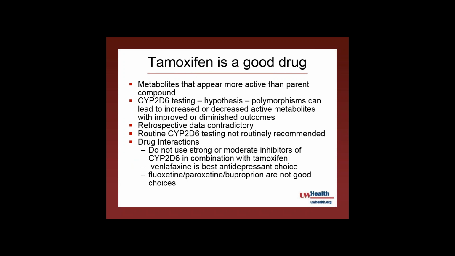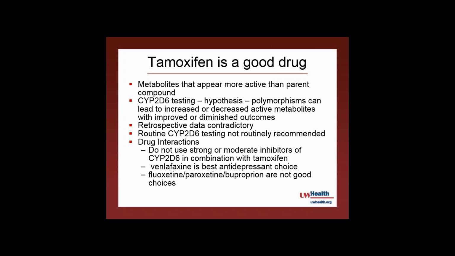Now, let's talk about CYP2D6 testing. There's a hypothesis that polymorphisms in this enzyme can lead to increased or decreased active metabolites with improved or diminished outcomes. The retrospective data is contradictory. Routine CYP2D6 testing is not routinely recommended. So if that's a question, it's not routinely recommended. And it would be a lumped question, so I think I can get rid of answer A.